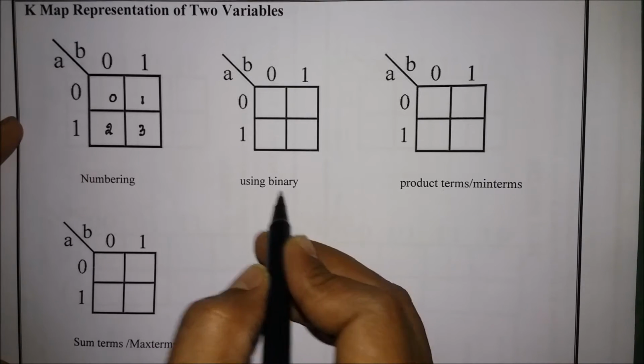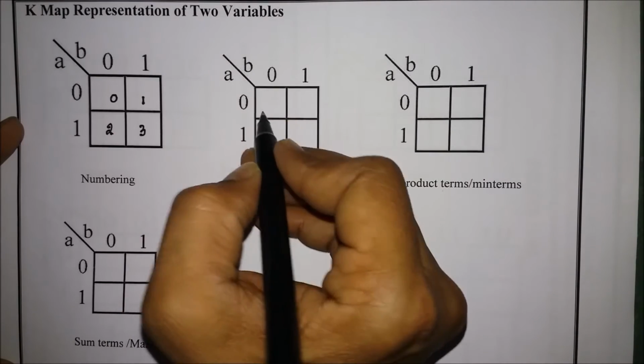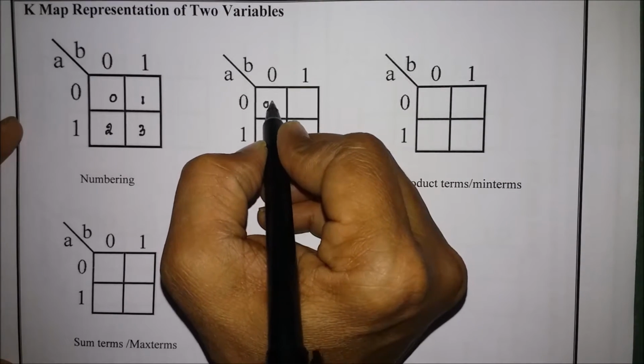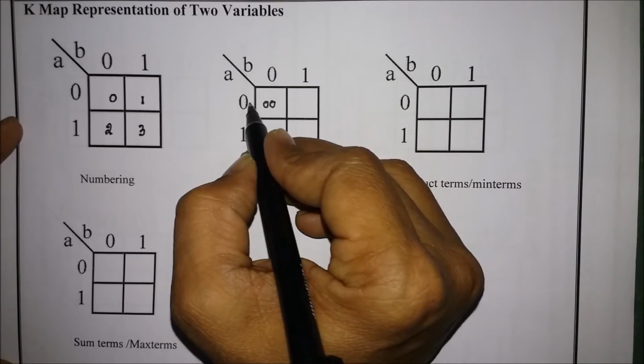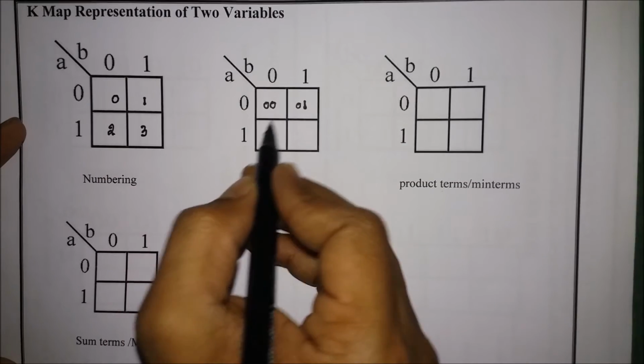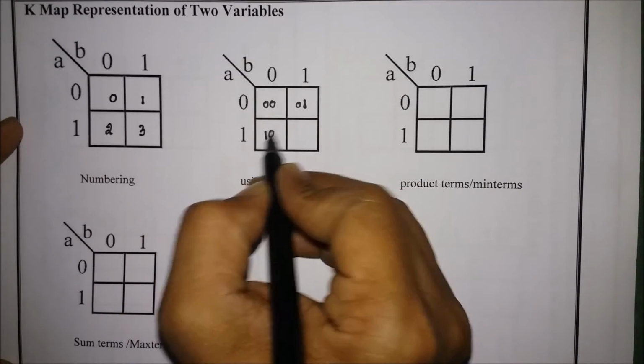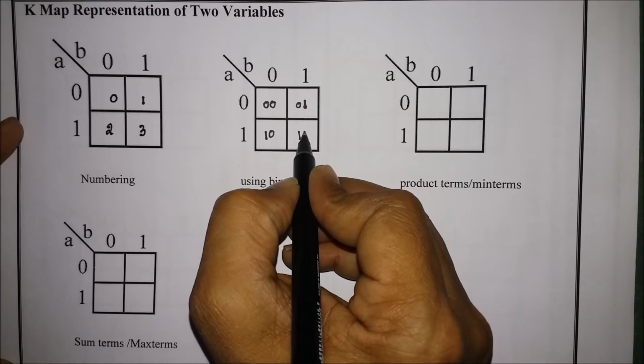And if you see the same thing, how to number using the binary numbers. So 0 for A and 0 for B. Next, A is again a 0, B is a 1. So we know that 2 is 10: 1 from here, 0 from there, that is 10. And 11 represents the 3, that is 11.